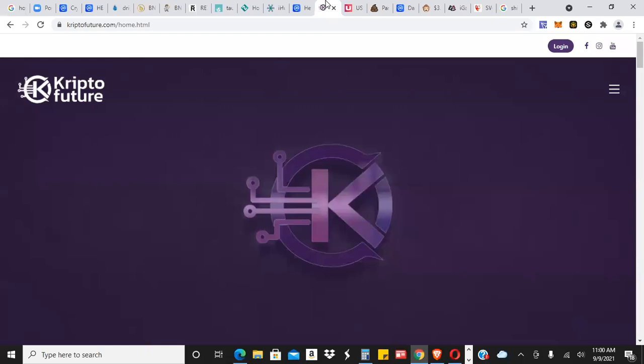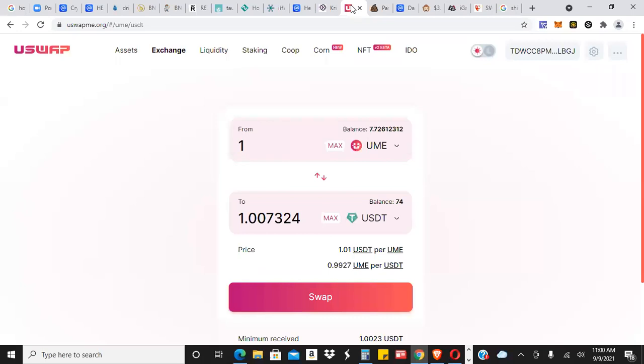Crypto future, not really much to update here. I had a couple of withdrawals that just completed. So this one here is working perfectly fine, no issues whatsoever. Uswap, you can see here the price of UME is at $1.